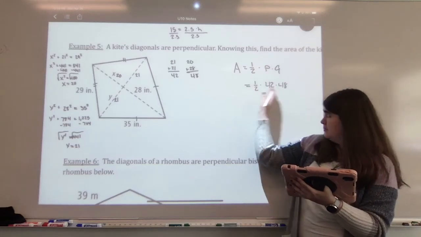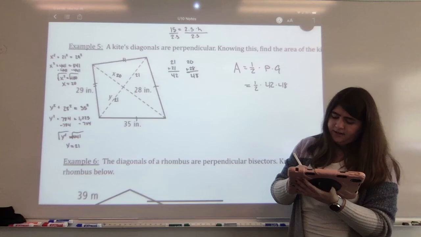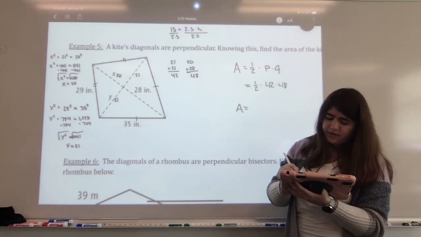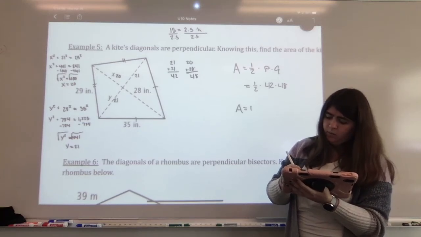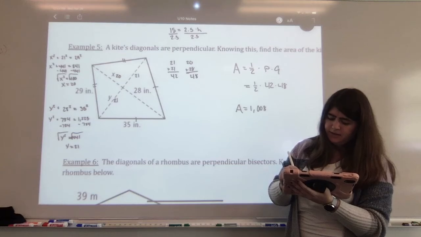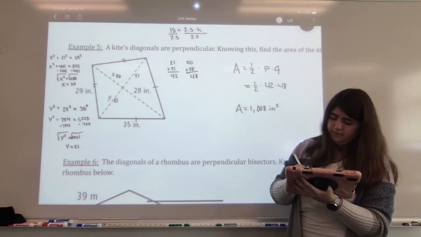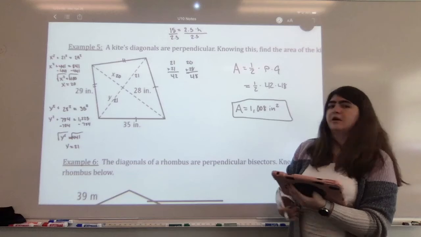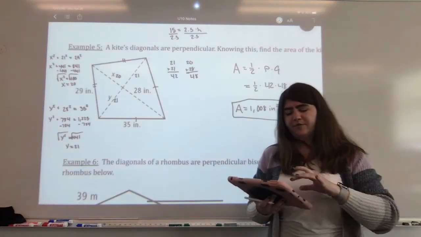Then I'm just going to type this right into my calculator, and that gives me that the area of this kite is equal to 1,008 square inches. All right, so that's example 5.